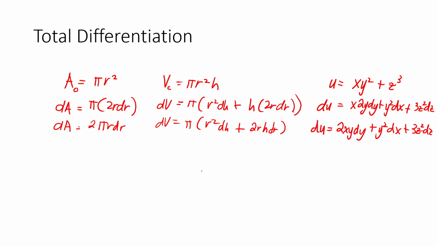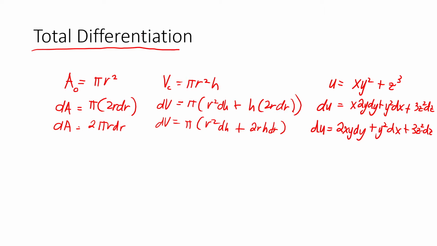Okay. Total differentiation can also be achieved through partial differentiation. So total differentiation has two ways. You differentiate directly or you can use partial differentiation. So, what if we use partial differentiation? If it's partial differentiation, you actually have a formula.